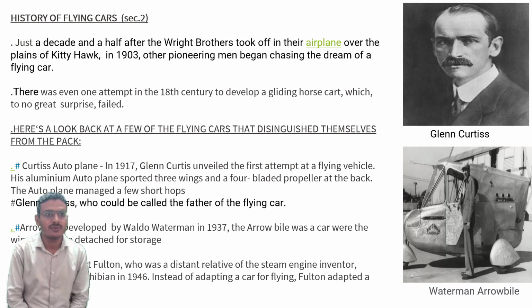The second development in this series is the Aerocar development by Waldo Waterman in 1937. The aeroplane was a car where the wings could be detached for storage. And the third one in this series is by Robert Fulton, who developed the Airphibian in 1946. Instead of adapting a car for flying, Fulton adapted the plane for the road.